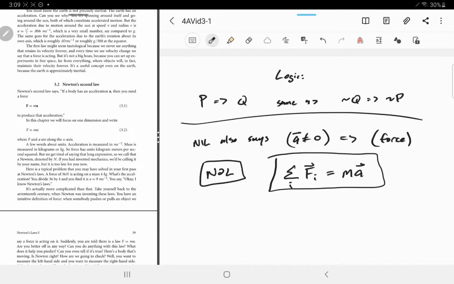And so you can see how this statement is implied by that. If the acceleration is non-zero, if the right-hand side of this equation is non-zero, then the left-hand side is non-zero. The only way for the left-hand side to be non-zero is for there to be a force, at least one force acting on an object. And when you add up all the forces acting on an object, they can't all cancel each other out, right?